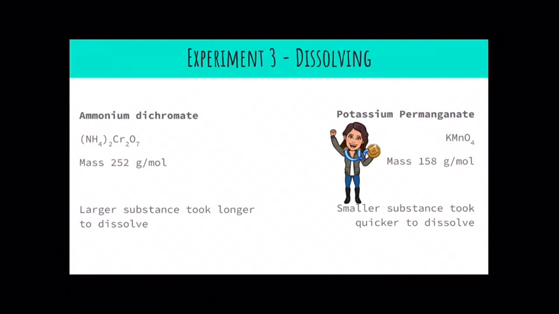Okay, so after all of that, we saw that potassium permanganate, the purple one, was a smaller substance, so it took less time to dissolve compared to the ammonium dichromate, the orange-yellow one, which took longer to dissolve. Previously we also said that in order to get the dissolving process to go quicker, we needed to add energy. So let's look at that one.